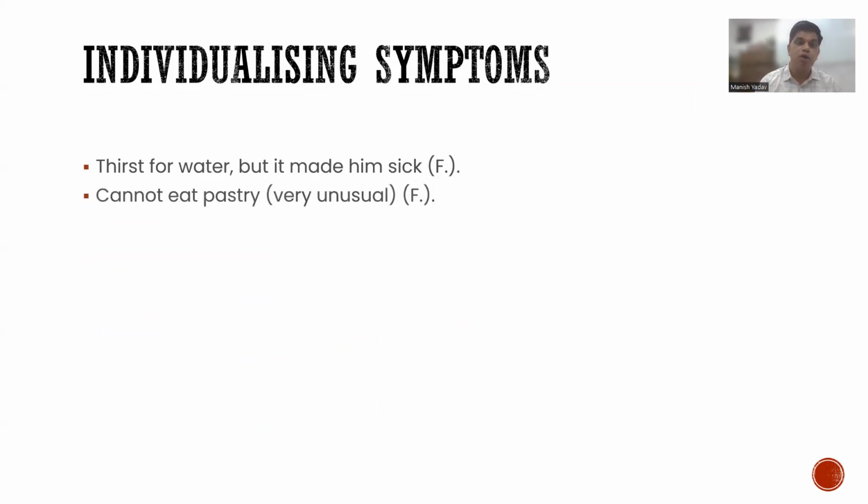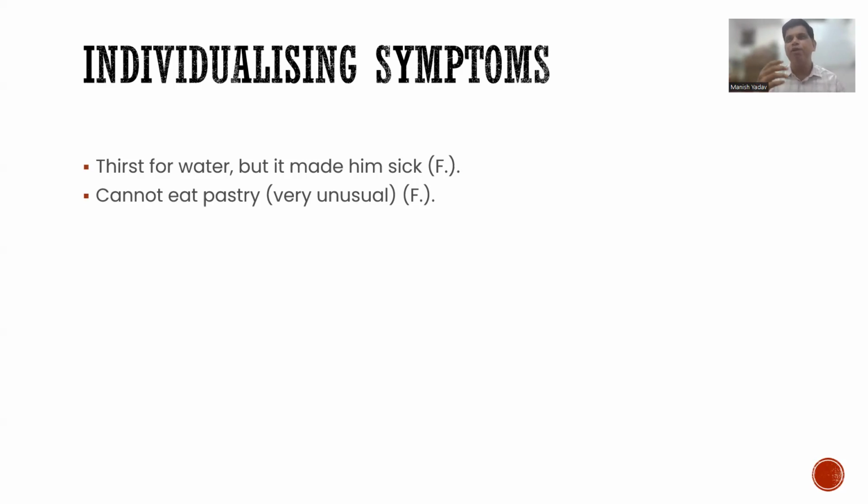Lastly, we'll come to the individualizing symptom. If you can get this, that's good enough. Thirst for water, but it makes him sick. He's very thirsty, but he cannot drink because it makes him sick. He cannot eat pastries. Now, this is very unusual, right? We have got remedies which have aggravation from pastries, like Pulsatilla. We've got so many remedies. Fat aggravates. But nobody says that I cannot eat pastries.